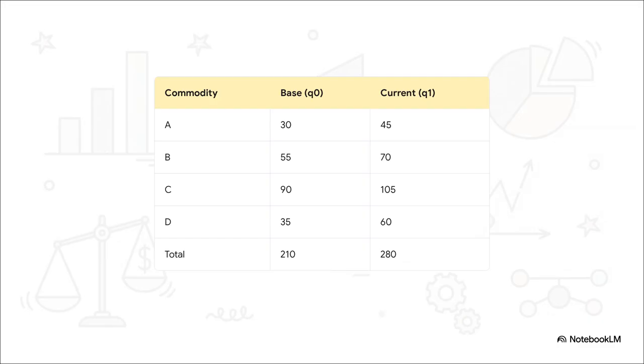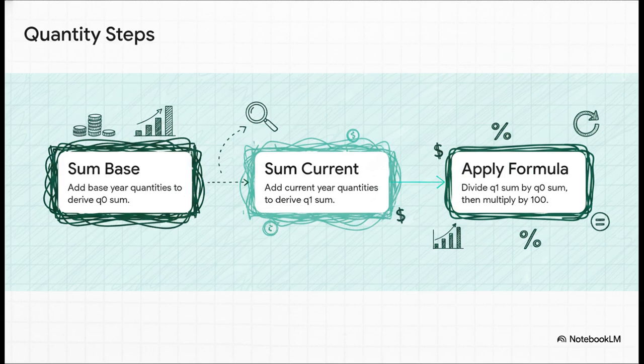All right, part 3, the simple quantity index calculation. Now, shifting gears from prices to physical volume. The data now tracks quantities instead of prices. We've got our base quantities from the year 2000 as Q0 and current quantities from 2001 as Q1. Just like before, we total them up. The sum of our base volume is 210 and our current volume is 280. And we're sticking to those exact same mechanical steps to keep the cognitive load nice and low. Sum the base volume, sum the current volume, and get ready to divide.